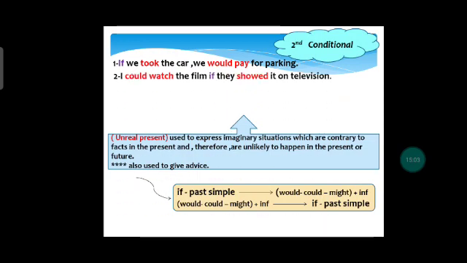I could watch the film if they showed it on television. Pay attention, here we have if in the middle, and what's after it is the if clause in the past simple, and before it we have the main clause, which is could or would or might plus infinitive. A very important point, most students make mistakes in it.